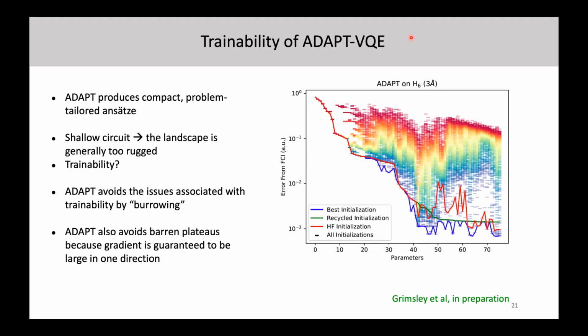But in the case of ADAPT, we're actually trying to do the opposite, right? We're trying to make the number of parameters as small as possible. And so as we're showing in this plot here, the landscape is actually very rugged. And then, initially that can seem worrisome for the performance.